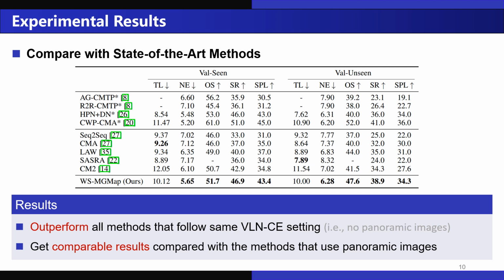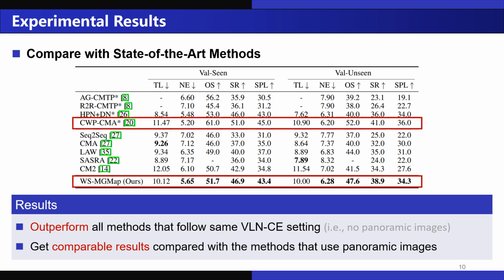We compare our proposed method with the state-of-the-art methods on both seen and unseen validation set of the VLNCE dataset. Our method outperforms all methods that follow the same VLNCE setting, that is, no panoramic images. Besides, we also get comparable results compared with the methods that use panoramic images. All these results show the effectiveness of the proposed WSMG map, which learns a comprehensive map representation for VLN.